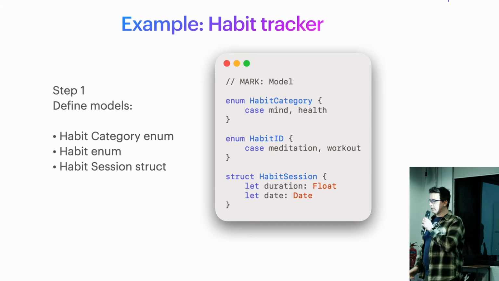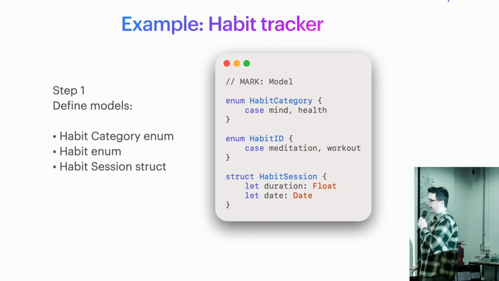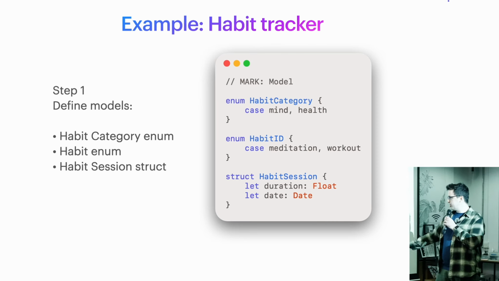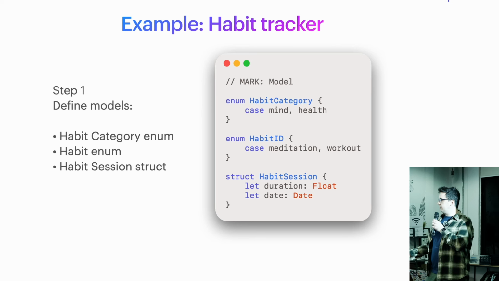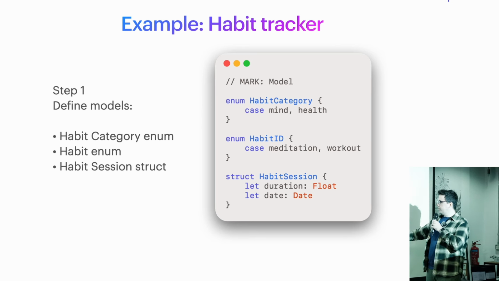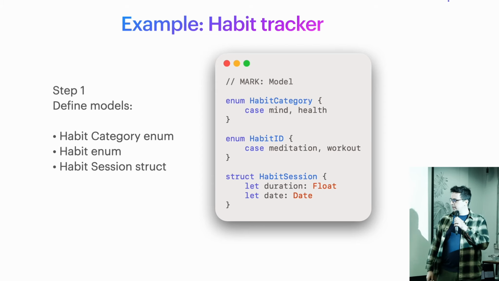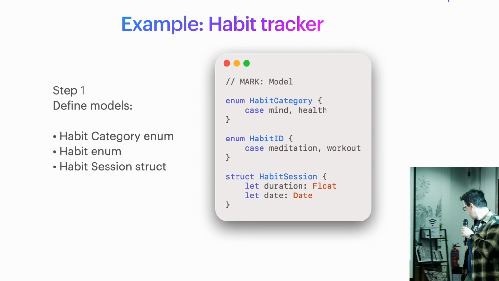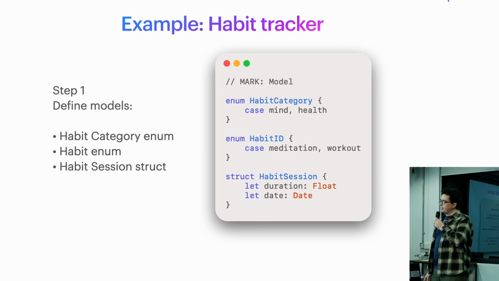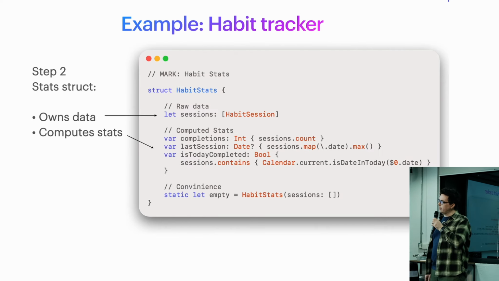And then I have the structure that holds my core data, my basic data, which is a session with a duration and a date. So note that habit session can apply to meditation session or workout session. It has to be able to apply to any habit. That's step one.